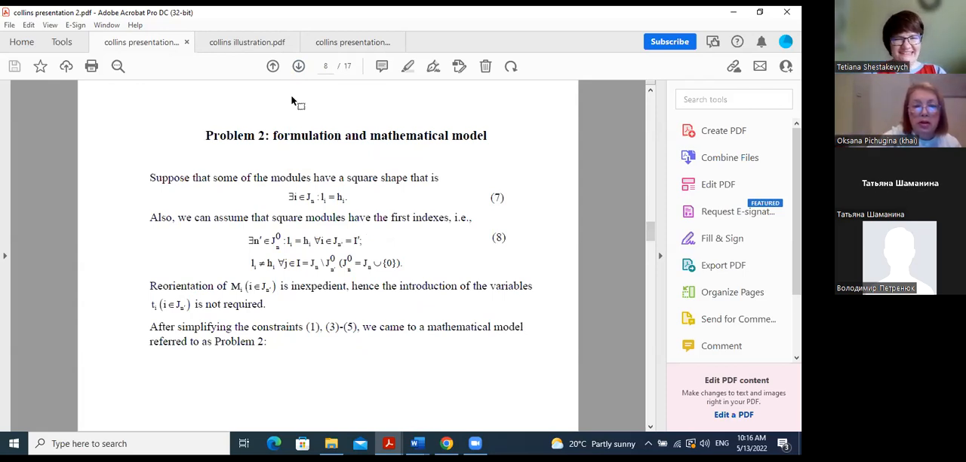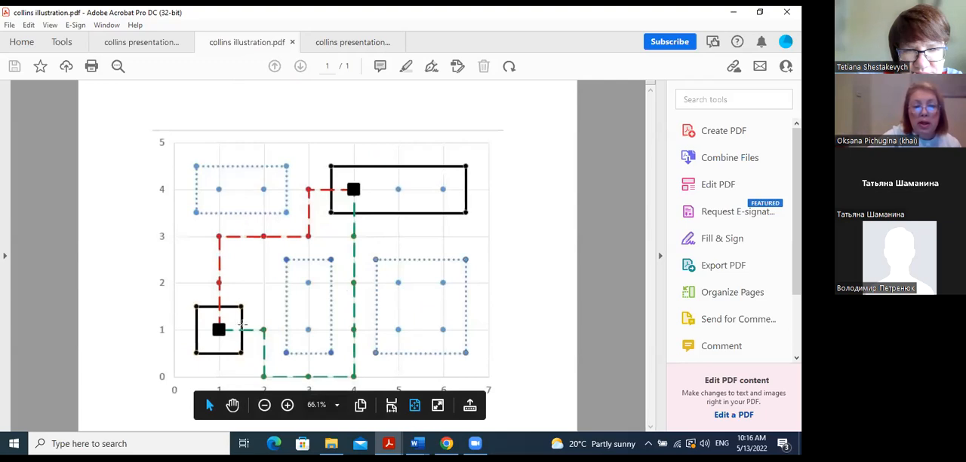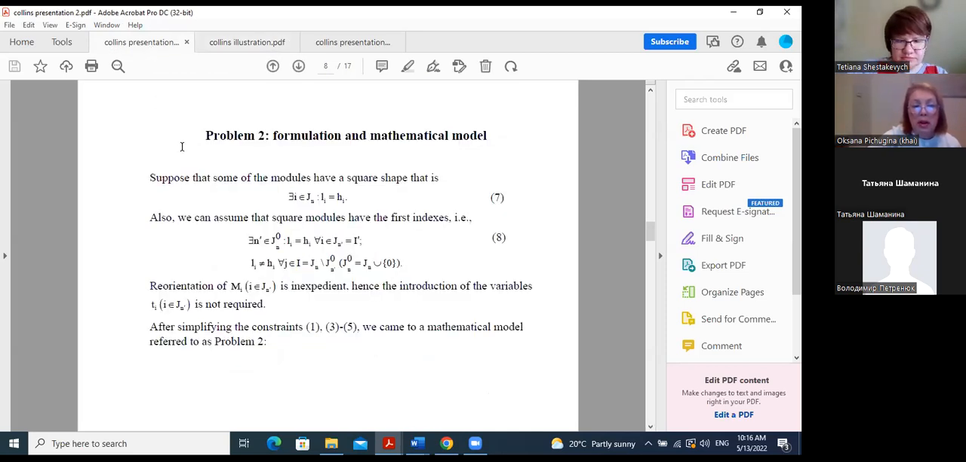This is a general formulation of the problem. And now there are two specific cases considered for the problem. One of them allows modulus to be squares, and in this case we separate square and rectangular modulus, and for them we don't introduce the variables related to reorientation, and this simplifies the problem a little.